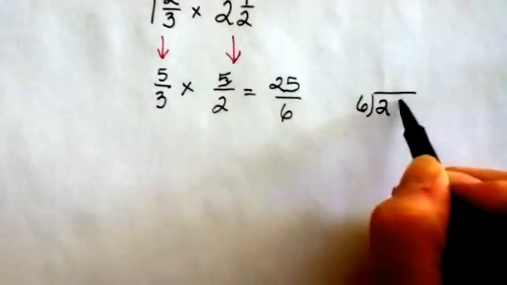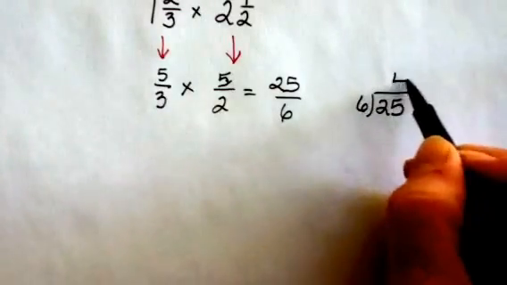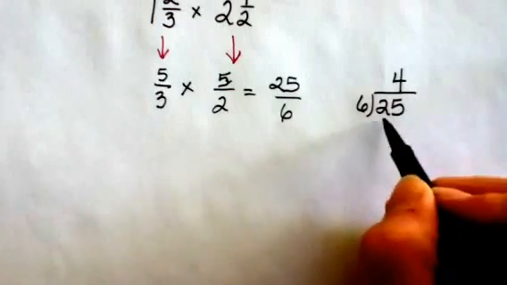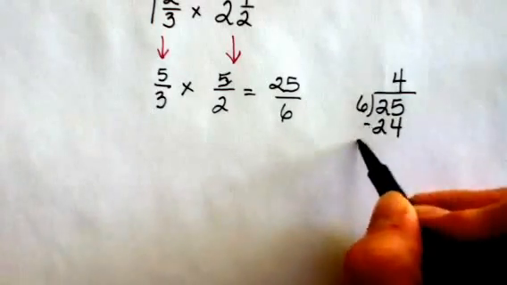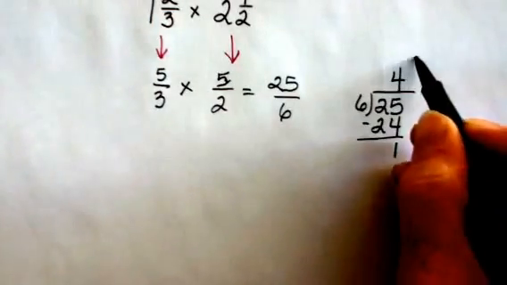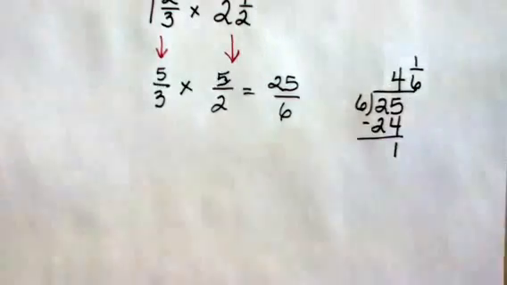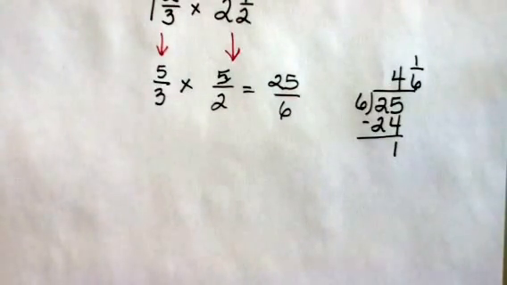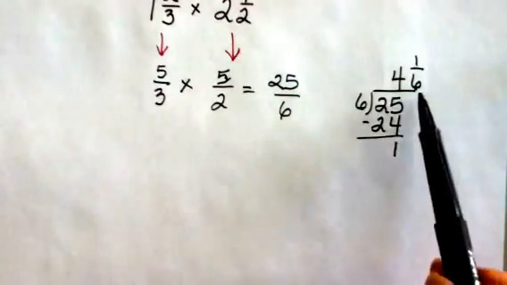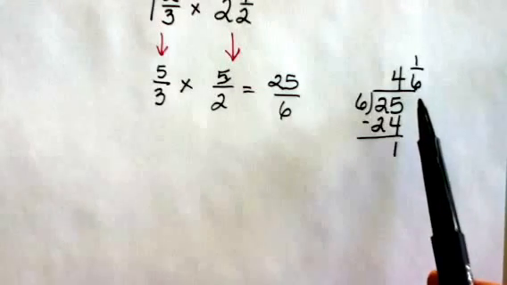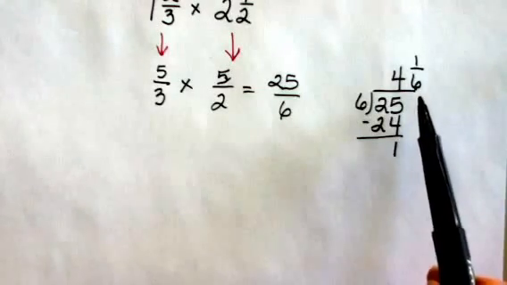25 divided by 6 is 4. 4 times 6 is 24, and I have a remainder of 1. So my answer reads 4 1/6. Remember, in fractions, always make sure the 1/6 is reduced to lowest terms, and which this is.